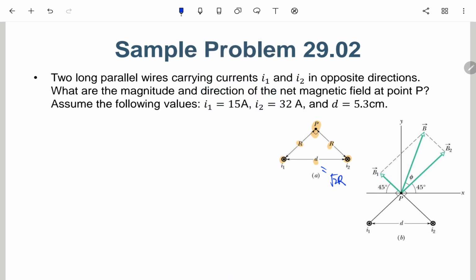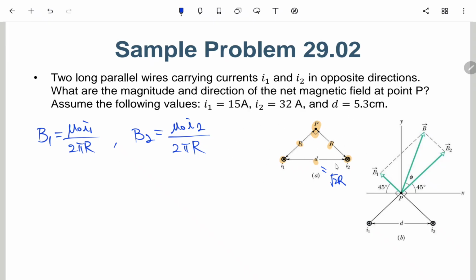Okay, so here we have a B1. B1 generated by I1 will be mu 0 I1 over 2 pi R. And then B2 will be mu 0 I2 also over 2 pi R. So actually this one generates the B field at this point, of course using this equation, and then I2 also using this equation.